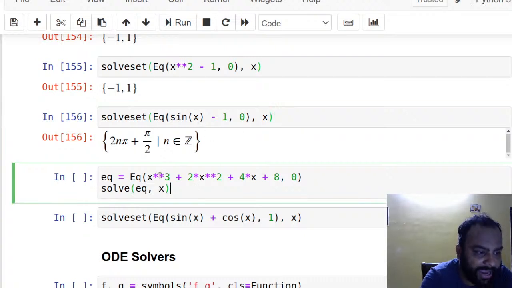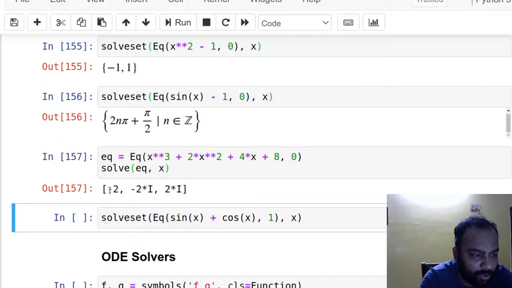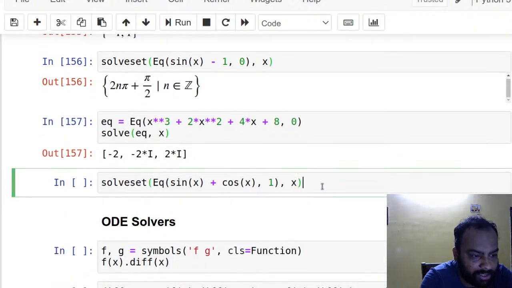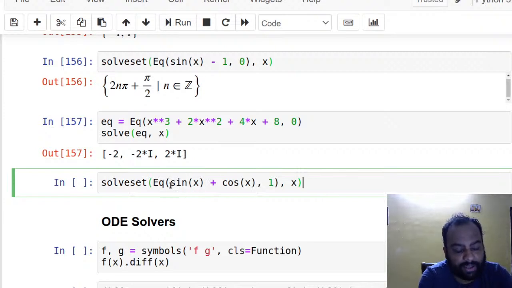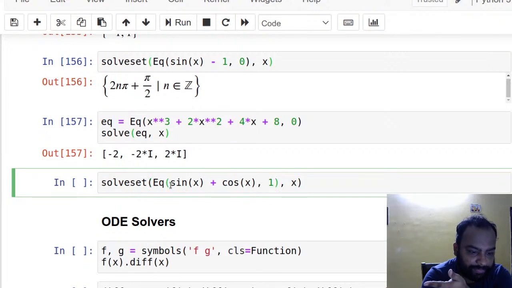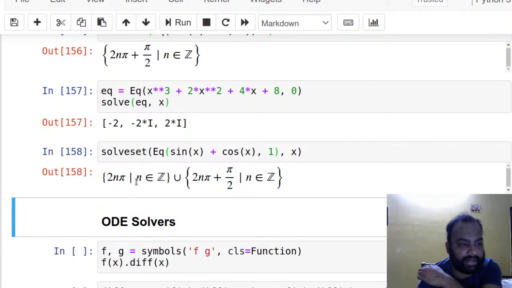Again, we can solve complicated algebraic equations. This is an algebraic equation, x cube plus 2x square plus 4x plus 8, and we are equating it to 0 and solving it with respect to x. Of course, the answer would be 2, minus 2i, and plus 2i. Fine, no problem. So again, there is another question. For example, I want to solve sine x plus cosine x equal to 1. What are the solutions? Again, this might give you a condition like this.